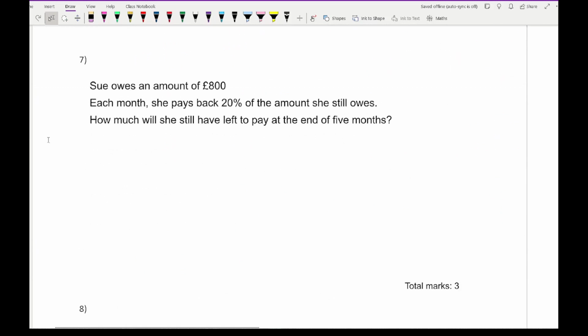Moving on to question 7, it says Sue owes an amount of £800. Each month she pays 20% back of how much she owes. How much will she have left to pay at the end of 5 months? So this is a compound interest question. So it's going to be 800 multiplied by 100% take away 20%, which is 80%. As a decimal is 0.8, and the time is 5.